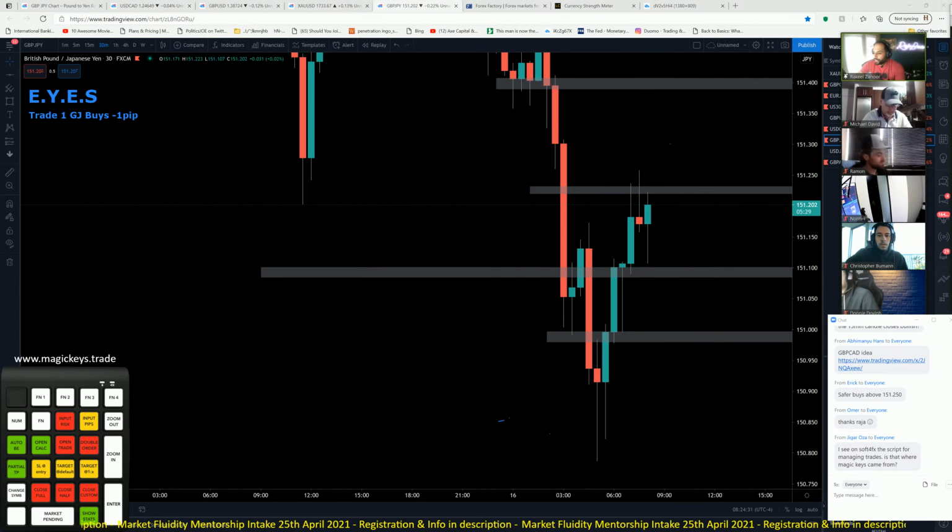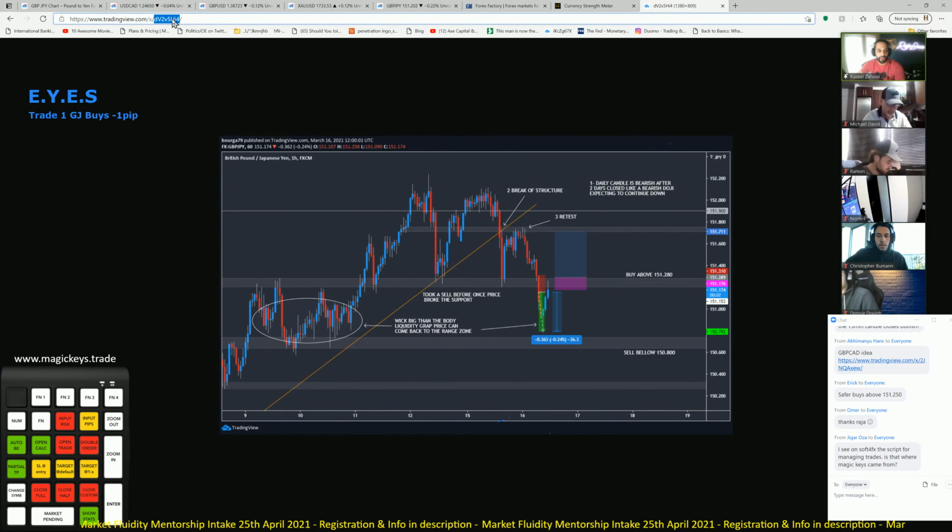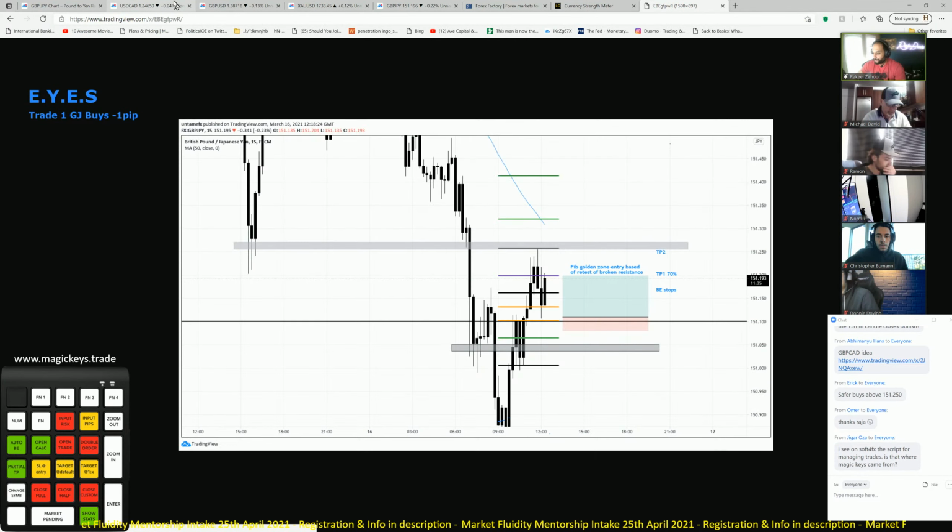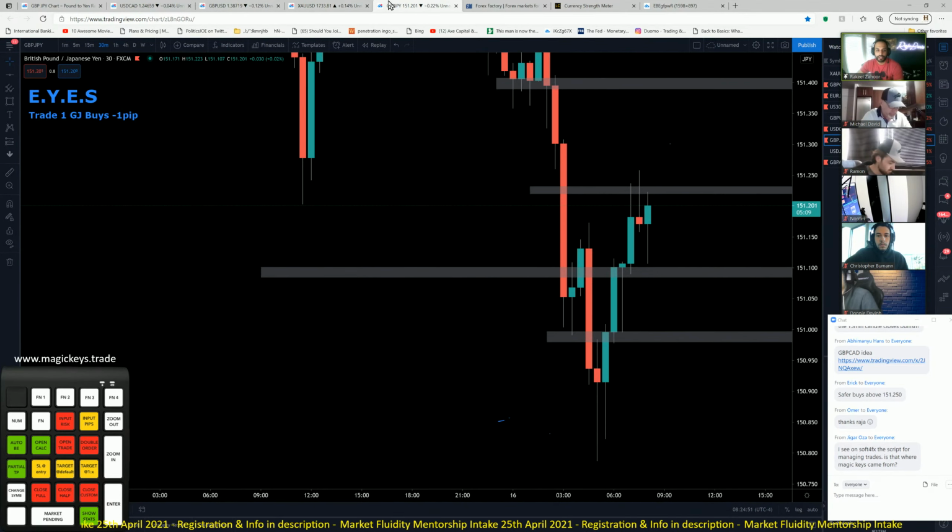Please, can you look at my GJ buy analysis using Fibonacci and retest? All right, let's take a look over here. Ooh, nice. Took a buy right down over here. Fib golden zone entry based off retest. TP1 is 70%. TP2 right up over here. Nice. Let's see if that works out or not.